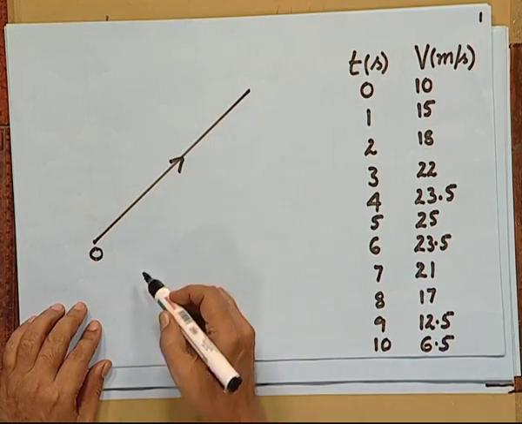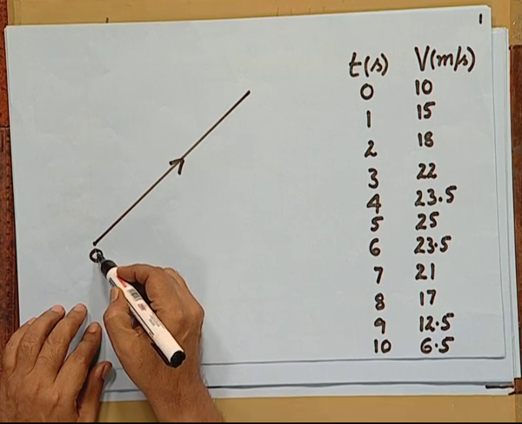I am Prabhakar. Today, we will introduce the concept of acceleration of an object moving along a straight path. Now, look at this. In the figure, I have indicated a straight line with an arrow and O as a point of reference.